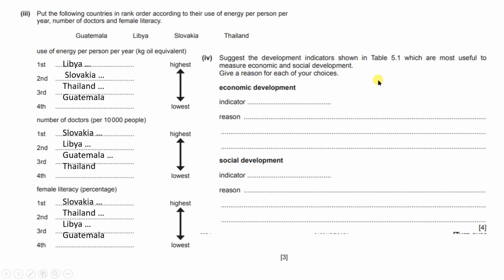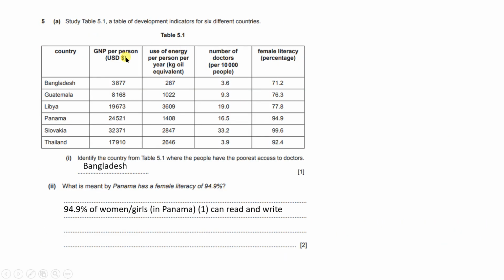Now, the next question here is, suggest the development indicators shown in table 5.1 which are most useful to measure economic and social development, and give reasons for your choice. Now, this type of question is quite easy. You just come back to your table. Now, GDP per person and use of energy per person are economic indicators. However, number of people per doctor and female literacy are social indicators.